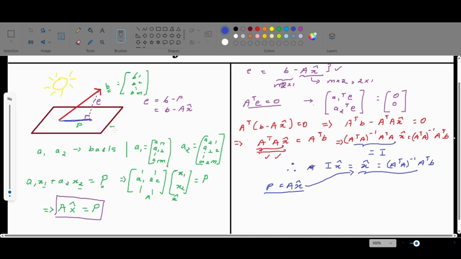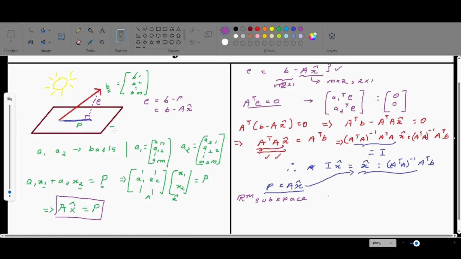Now, there's an interesting thing to this, that the same formula wherein X cap is equal to A transpose A, the whole inverse, A transpose B, can be used to even find out the projection of a vector in any subspace in Rm space. So in this m-dimensional space, you take any subspace and you'll yet be able to find the projection of the vector B.